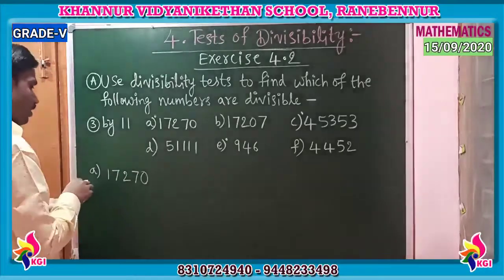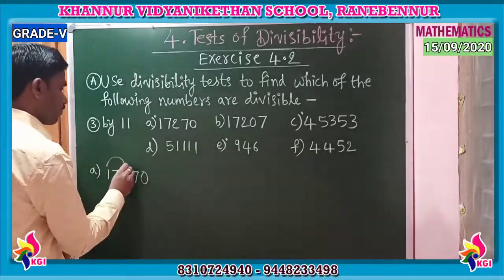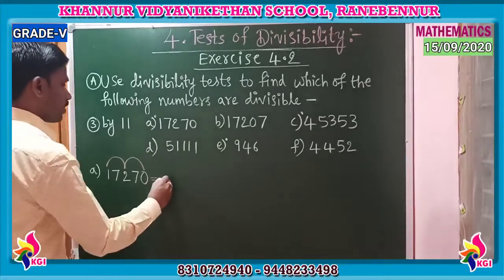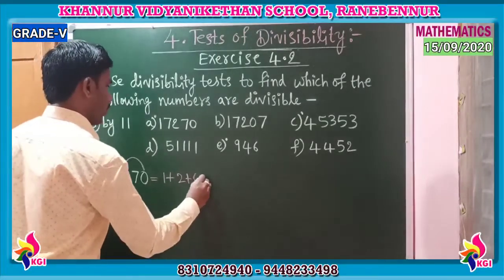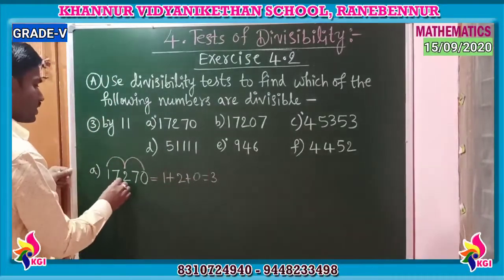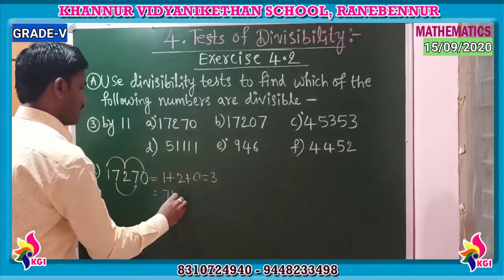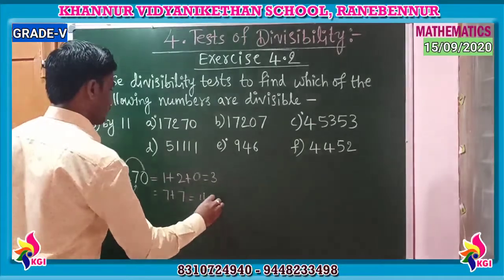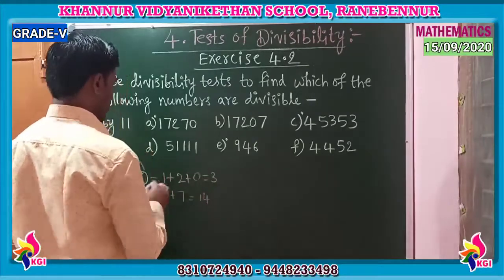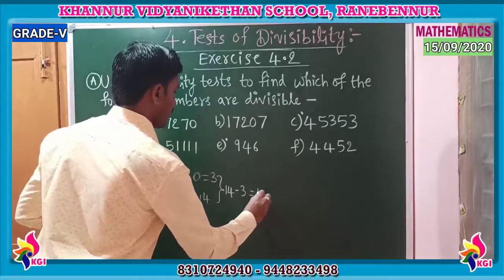17,270. First of all, we take the sum of its alternate digits. So the first, third and fifth digits: 1 plus 2 plus 0 is 3. The next is the second and fourth digits' addition: 7 plus 7 is 14. So the difference of this: 14 minus 3 is 11.